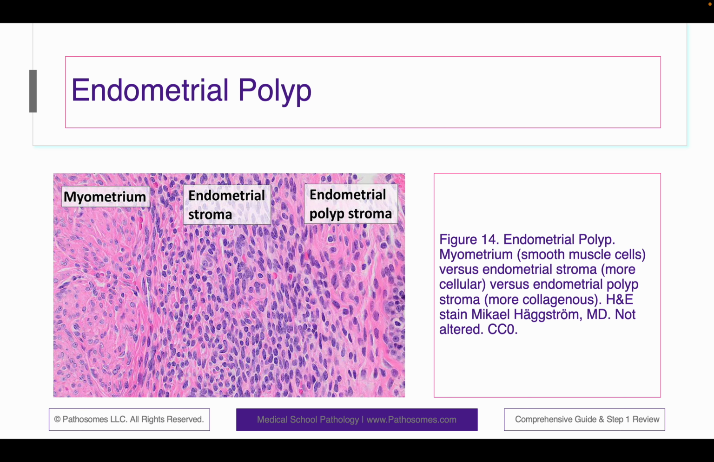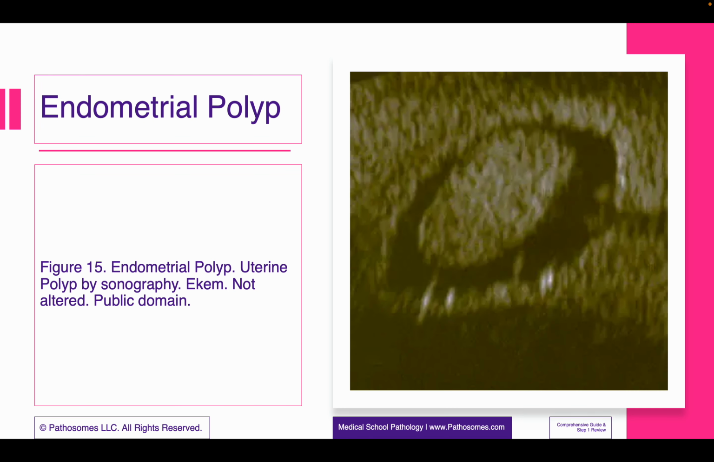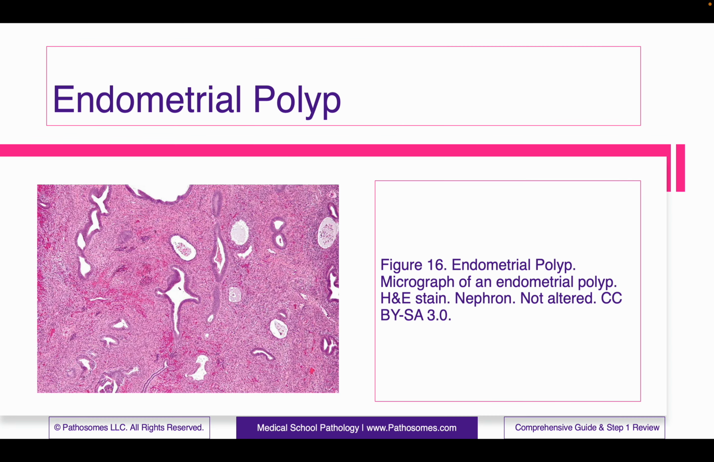In the myometrium, we have the smooth muscle cells versus the endometrial stroma, which is more cellular, versus the endometrial polyp stroma, which is more collagenous. And here, utilizing sonography, we can see this circular pedunculated lesion, which is an endometrial polyp. And here we can see more histology showcasing an endometrial polyp.